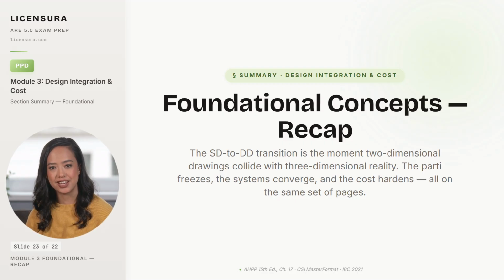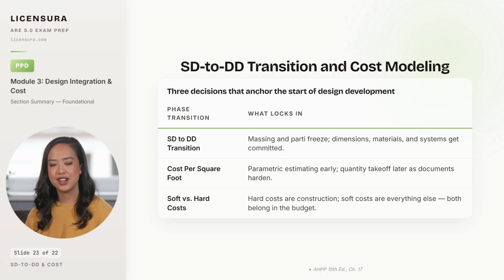The SD to DD transition itself is the starting point. The party freezes, and the cost modeling method shifts at the same moment. 3 decisions anchor the start of the integration phase. The SD to DD transition is the moment when the massing and the party freeze. They stop being negotiable creative options and become the fixed armature every other discipline coordinates against. And the dimensions, materials, and systems start getting committed in detail.